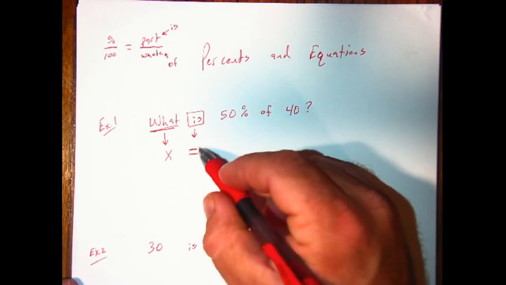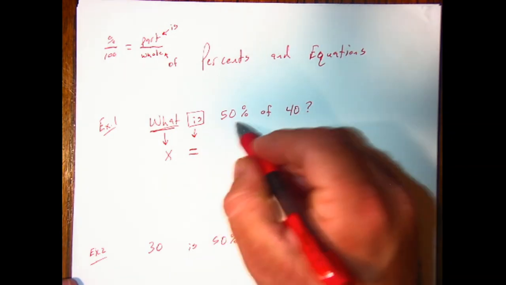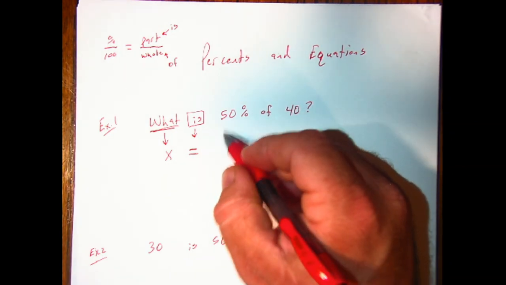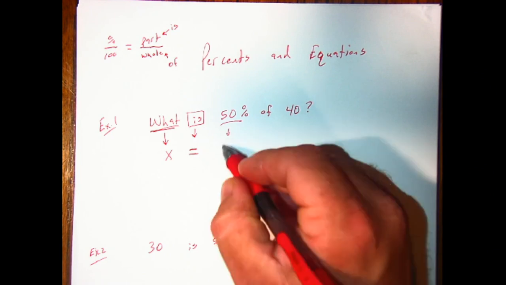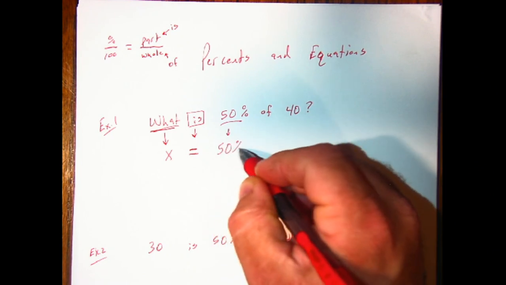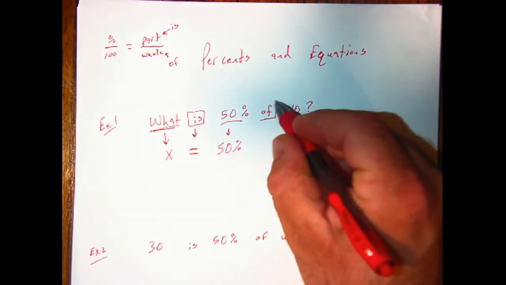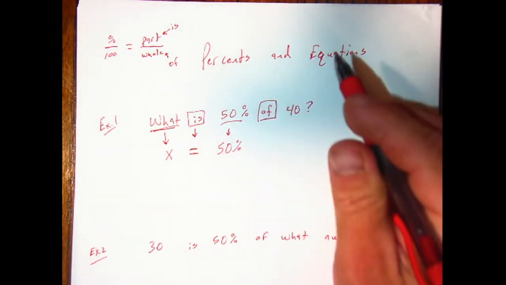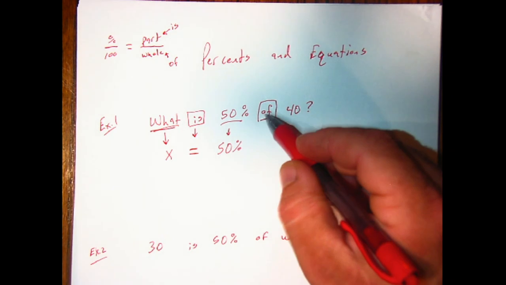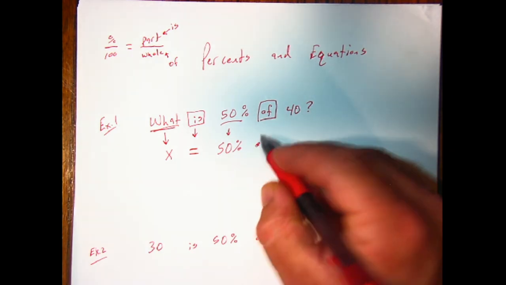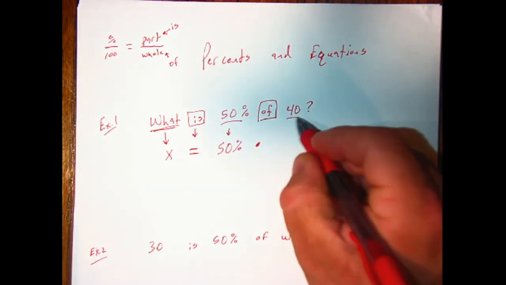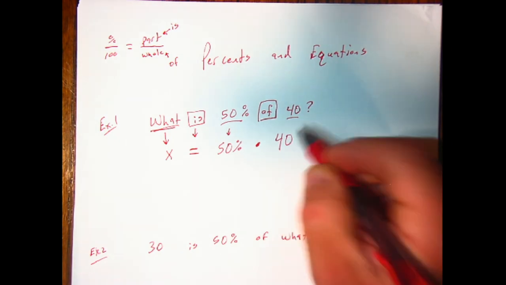Anyways, is equals. And then, of course, 50%, well, I mean, that's easy. 50% is just 50%, right? The word of is another important word that we learned about 2 lessons back. Of means multiply in mathematics. And then, of course, 40 is just 40.